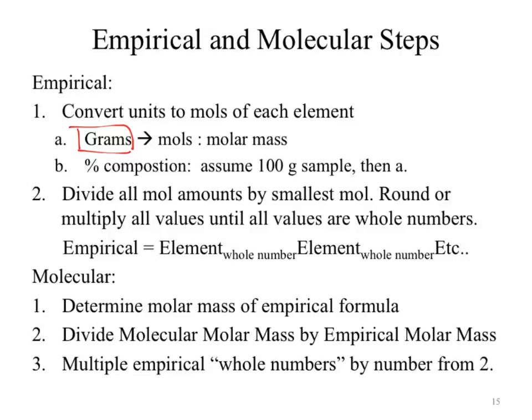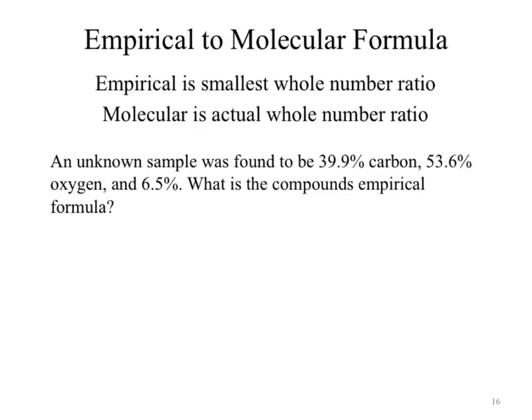Because a request was made to do another question, I really quickly put together this one, so hopefully the numbers work. We'll see what happens. An unknown sample was found to be 39.9% carbon, 53.6% oxygen, and 6.5%, just 6.5%, why not? Hydrogen. Literally just made this up 2 minutes ago. What is the compound's empirical formula?